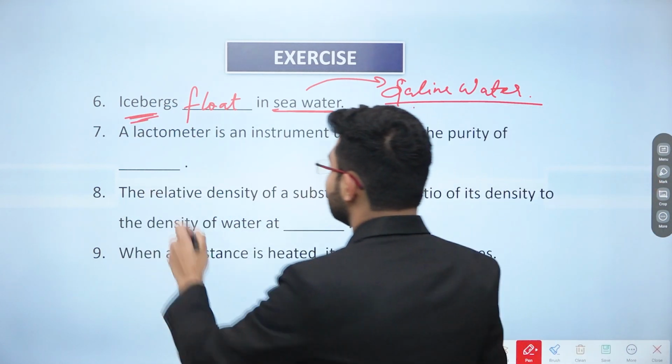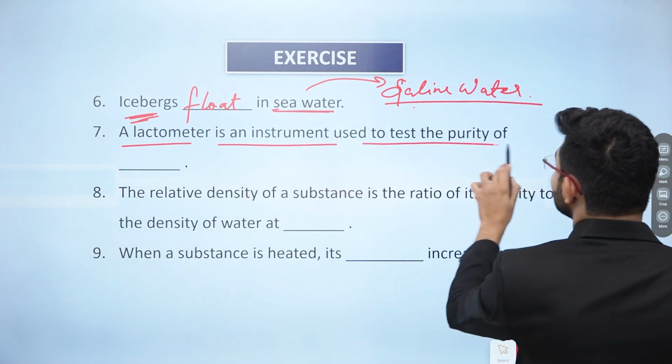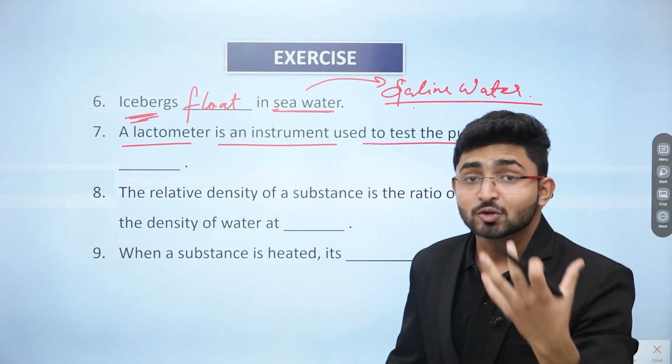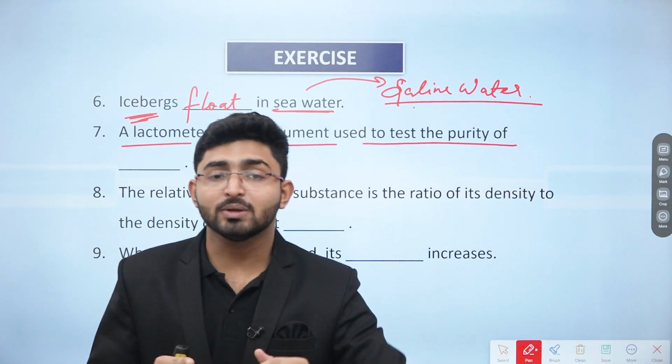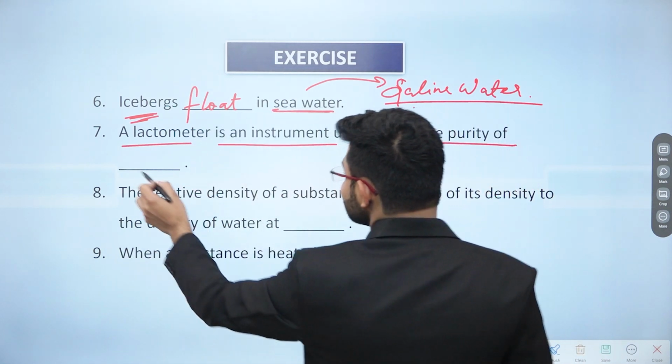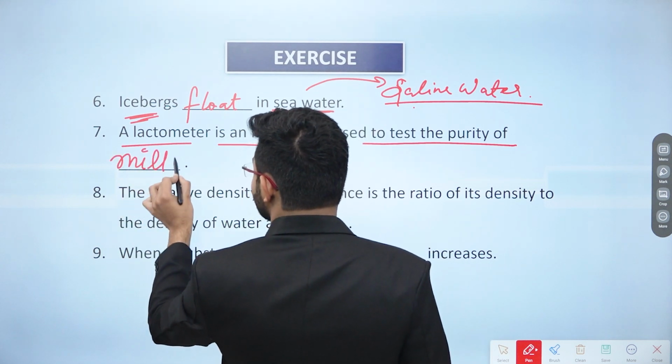Okay. After that, a lactometer is an instrument used to test the purity of what? A lactometer is an instrument which is actually used to test the purity of milk. Okay, so the answer is milk here.